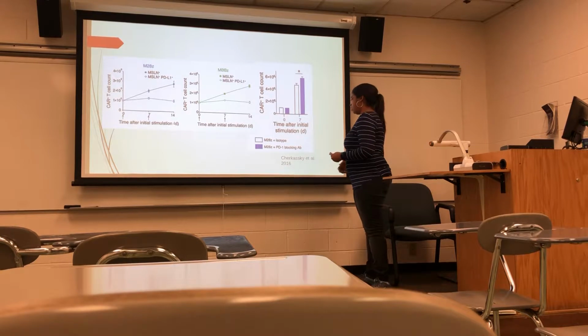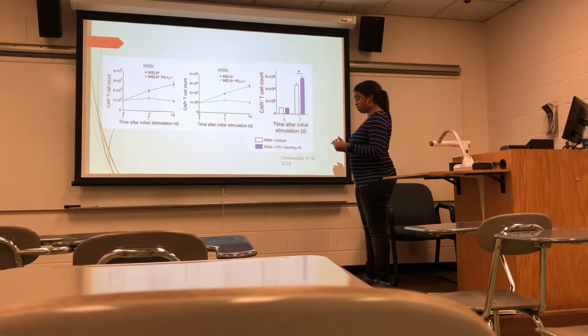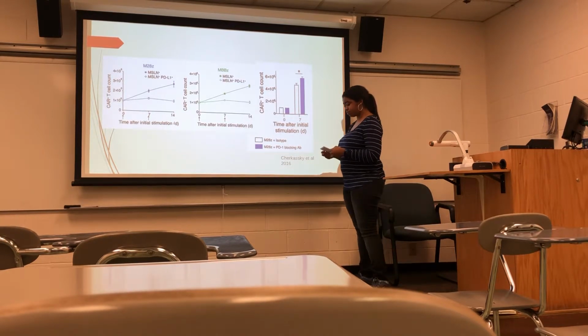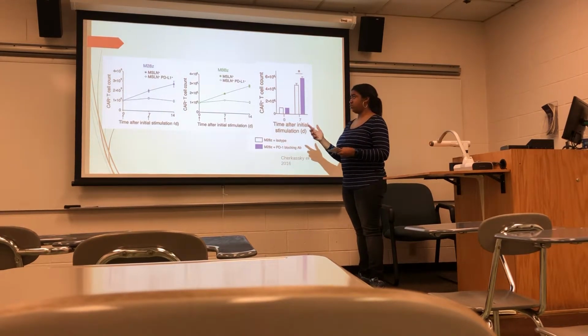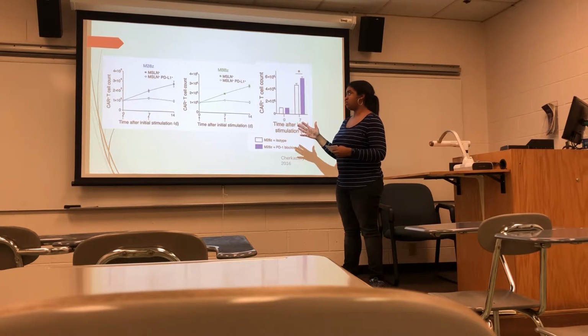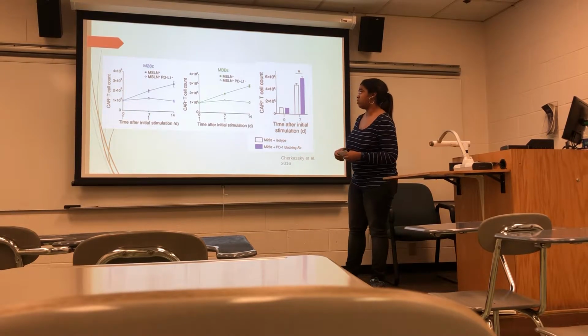In this figure, Cherkassky et al. were looking at mesothelin-specific CARs and the PD-1 checkpoint and resisting inhibition. What they found in the first two figures, in both of these CAR T cell lines, was that the addition of PDL1 actually had a lower amount of CAR T cells present than with just mesothelin present alone.